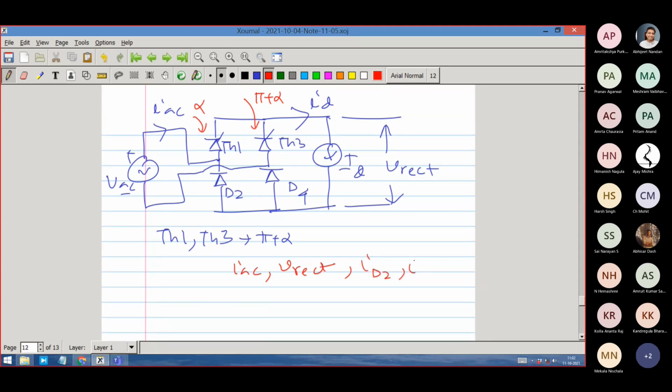IT2, ID4, ITH3, TH1. These things you sketch. So I will stop here.